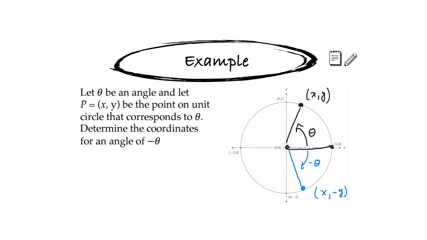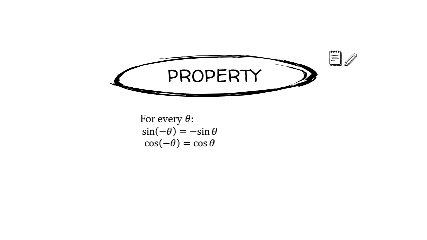What we can see is that for every angle theta, sine of negative theta is equal to negative sine theta. Meanwhile, cosine of negative theta is equal to cosine of theta. That is to say that sine is an odd function, and cosine is an even function.